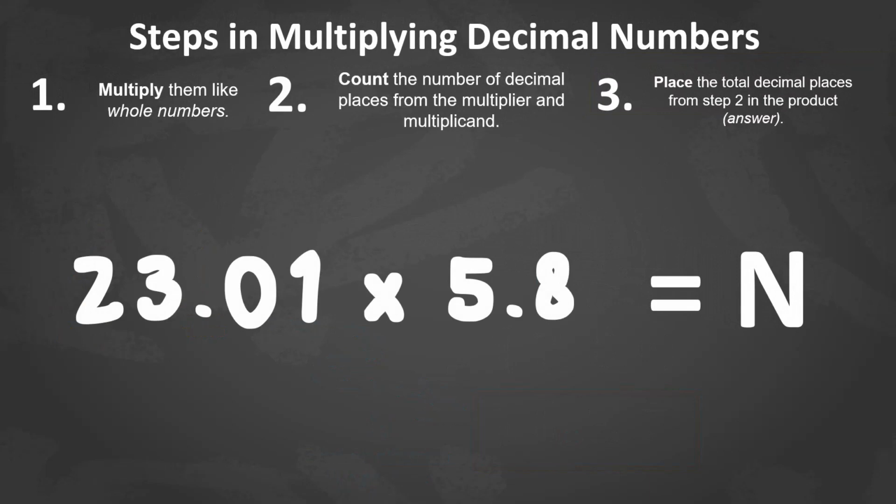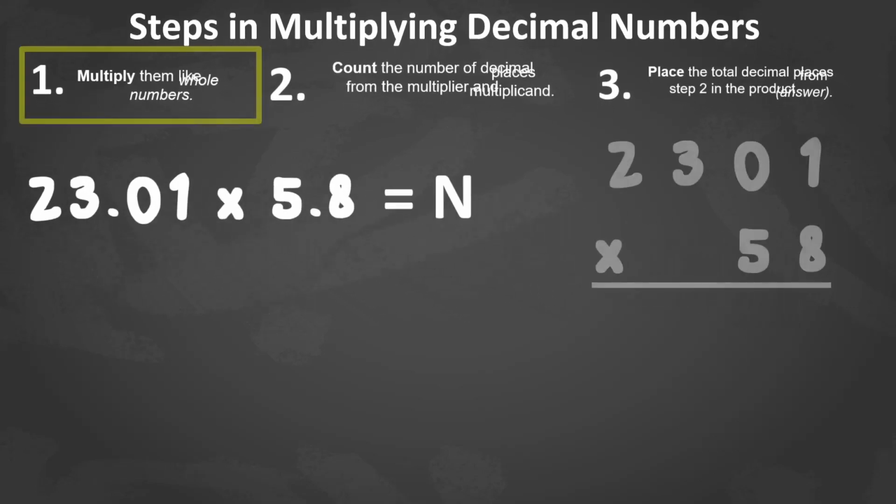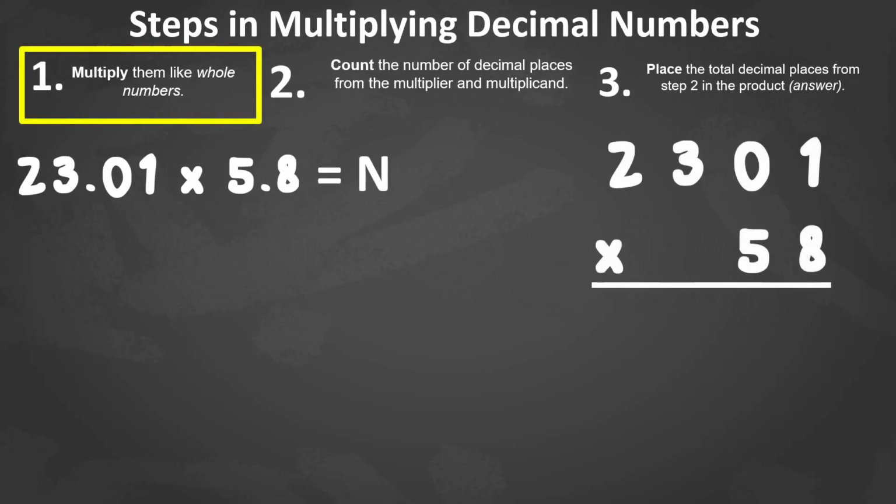Now let's move to our final example. We have 23.01 times 5.8, or 23 and 1 hundredths times 5 and 8 tenths. Let's start multiplying them like whole numbers. As you can see, it becomes 2,301 times 58. Again, we start from the right, going to the left, meaning we multiply 8 first to 2,301, then multiply 5 to 2,301 after.